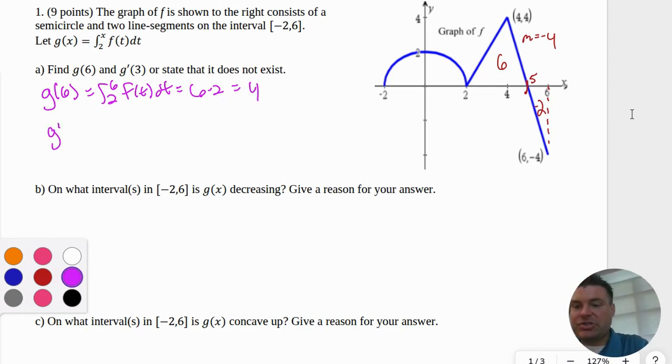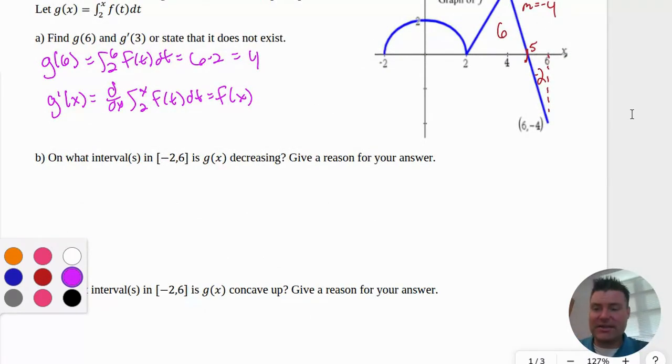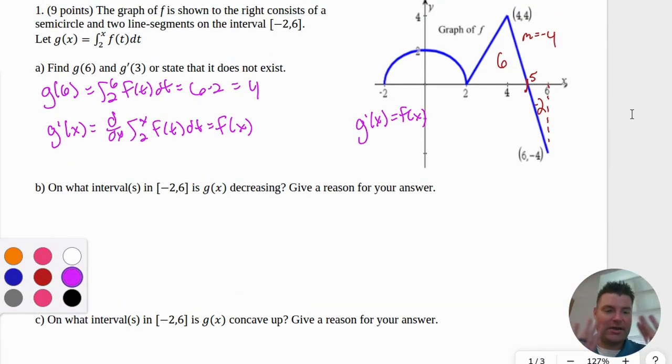For the next one, for g prime of 3, in order to find g prime of 3, I need to find g prime of x. So g prime of x is going to be the derivative of this integral. And the derivative of this integral of f of t dt is just f of x. So you'll be required to write down that string, not necessarily that whole string, but at least that g prime of x is equal to f of x. You'll be required to write that down for some of the verifications down below. So if we can do it now, get it out of the way, that's great.